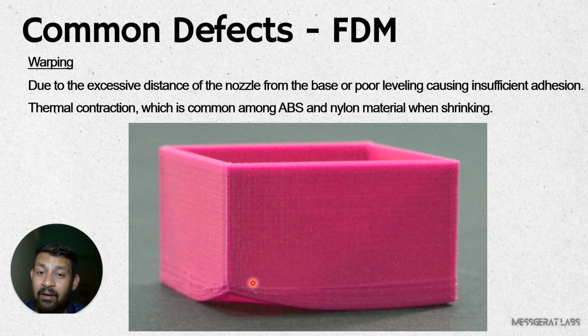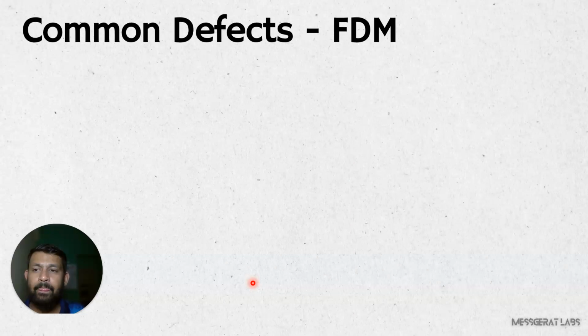Now, the very common FDM materials are ABS and nylon. While they shrink, they show thermal contraction. In almost all FDM materials this phenomenon is there, but in ABS and nylon it is slightly more. So when you're printing ABS and nylon, you need to make sure that your parts are adhered in a very proper manner to the base plate so that they don't show any warpage.